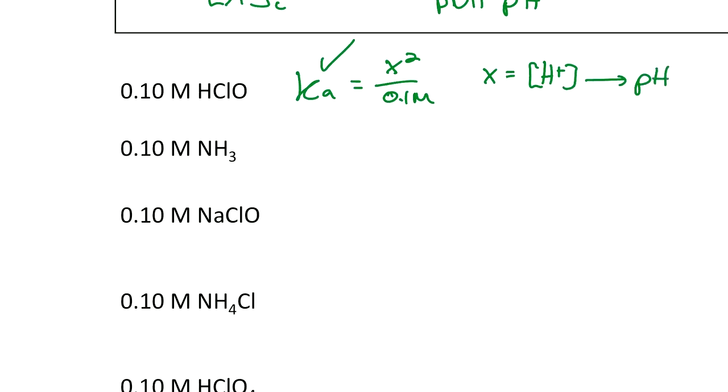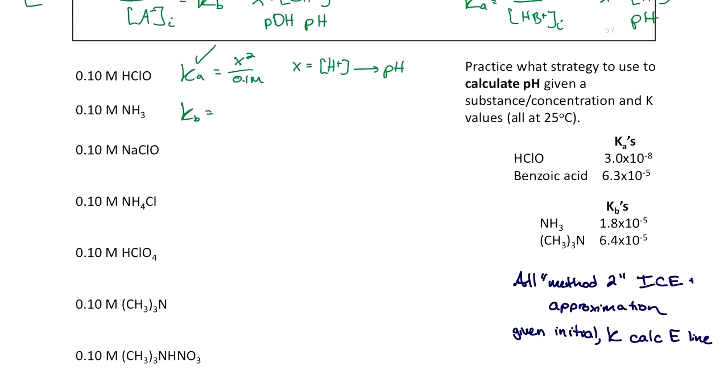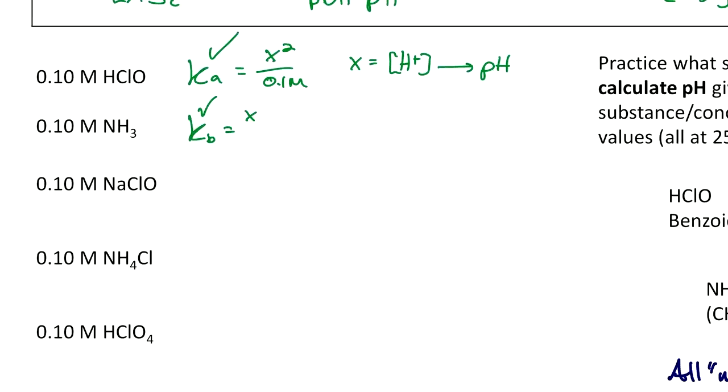And we are given Ka. What about 0.1 molarity ammonia? What K expression do we want to use? Kb, because ammonia is a base. Did I give you the Kb of ammonia? Look in the corner. Yes, I did. So we don't have to do anything special. We can go ahead and say, okay, x squared over 0.1. But when we solve for x, it's the concentration of what? OH minus. Perfect. So then you just have to pOH, then pH to get the pH.